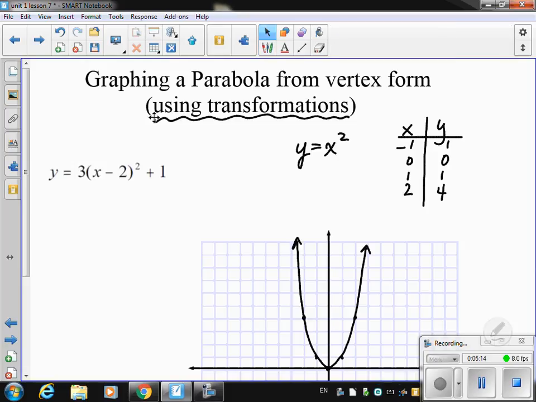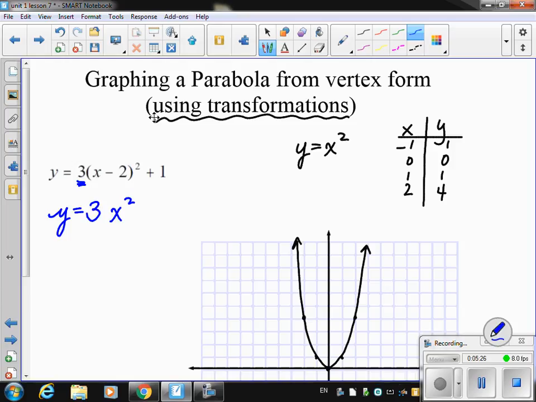Working left to right, I'm going to do my transformation. The first transformation that I see is the 3. So the next parabola that I'm going to do is y equals 3x squared. Y equals x squared is the first one that I did. The second one that I'm going to do is a parabola y equals 3x squared, which is 3 times as skinny, or a vertical stretch factor of 3.